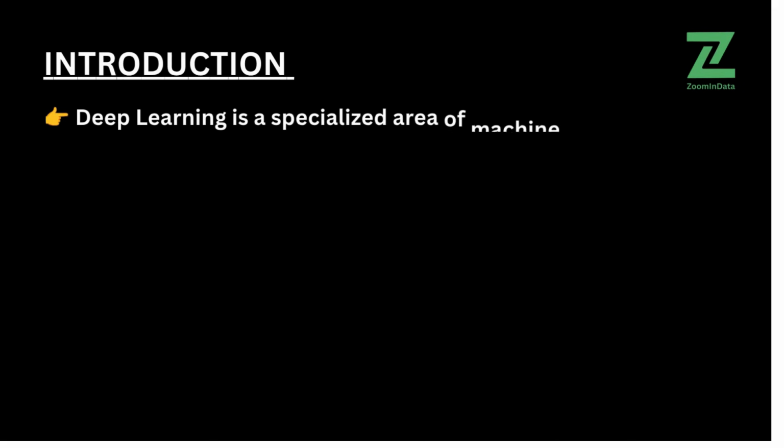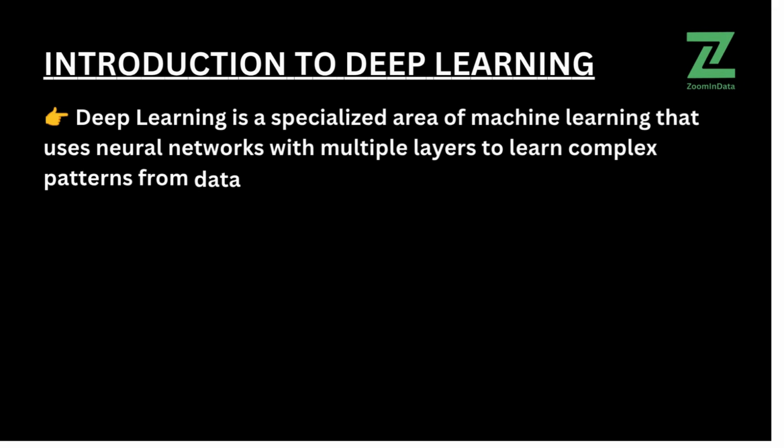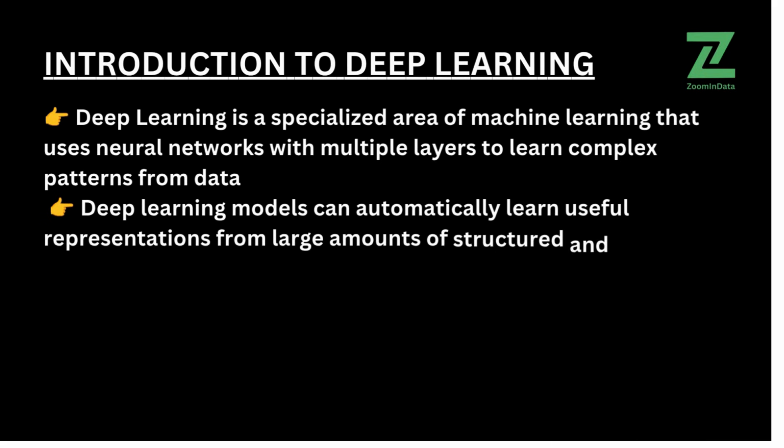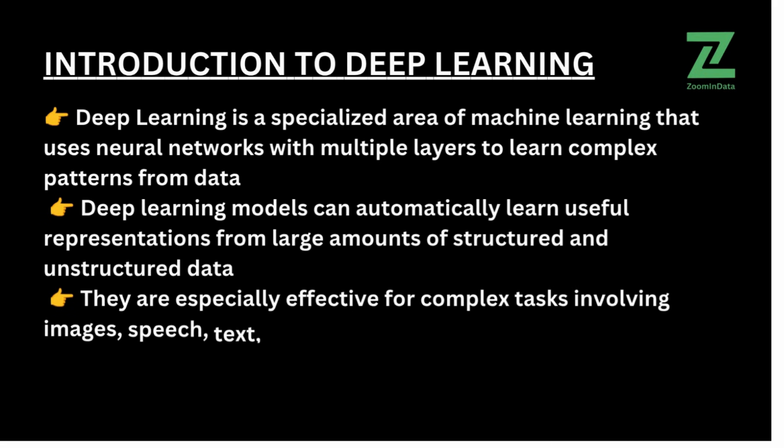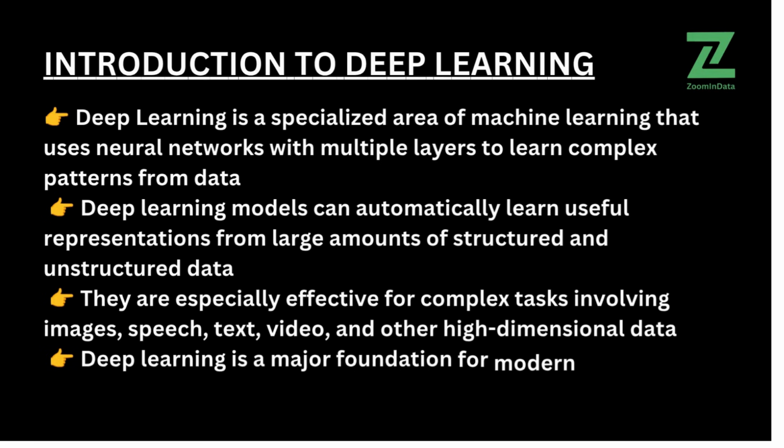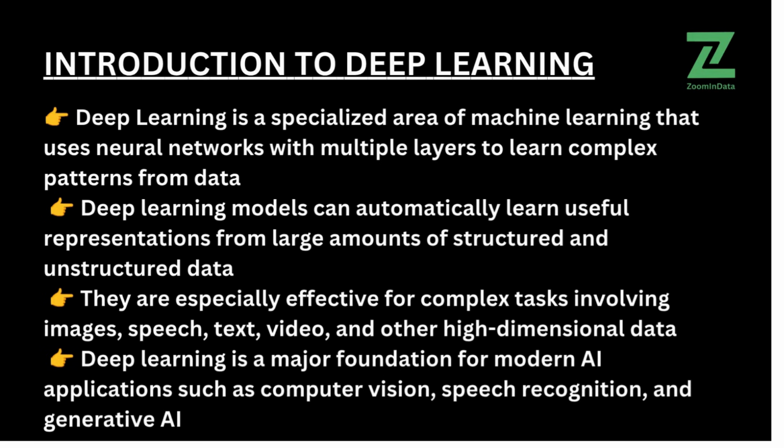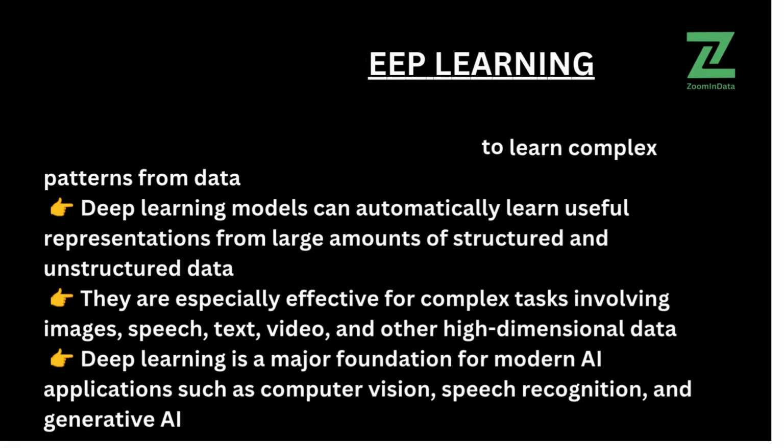Deep learning is a specialized area of machine learning that uses neural networks with multiple layers to learn complex patterns from data. Deep learning models can automatically learn useful representations from large amounts of structured and unstructured data. They are especially effective for complex tasks involving images, speech, text, video, and other high-dimensional data. Deep learning is a major foundation for modern AI applications, such as computer vision, speech recognition.